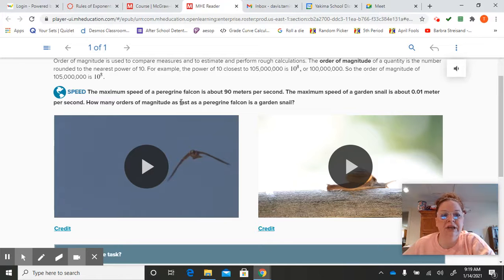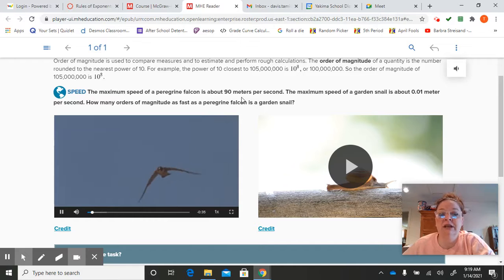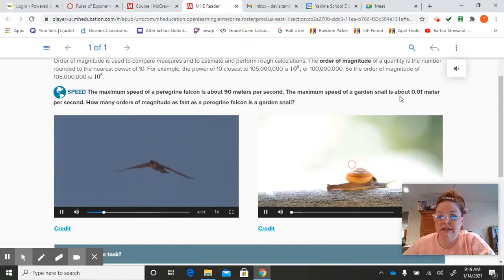The maximum speed of this falcon here is about 90 meters per second. The maximum speed of this garden snail is about 0.01 meter per second. How many orders of magnitude as fast as the falcon is the garden snail?